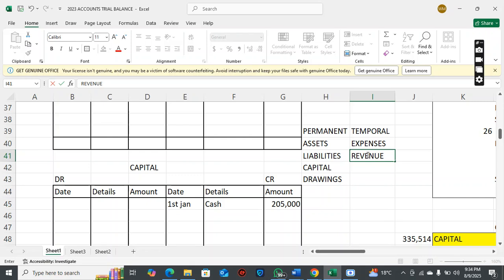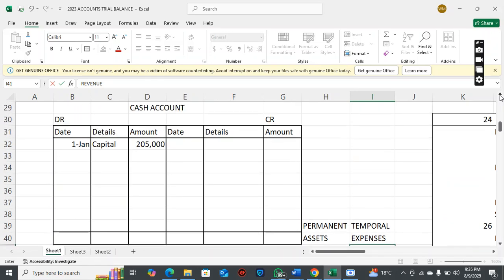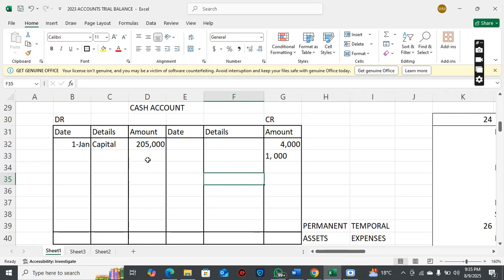So let me illustrate how you close a permanent account, cash and capital here. And then I'll show you also how we close temporal accounts. So, for example, if let me say we had some other figures here. Let's say maybe 4,000 and 1,000. Then here we have 5,000.